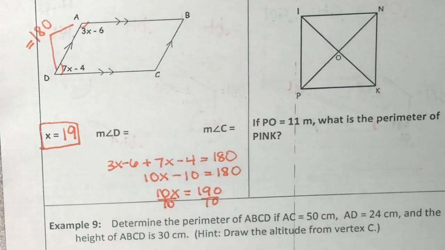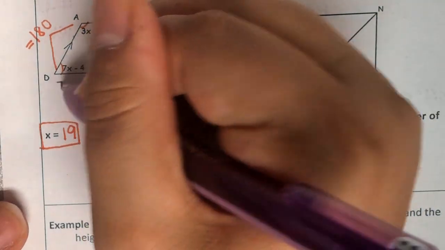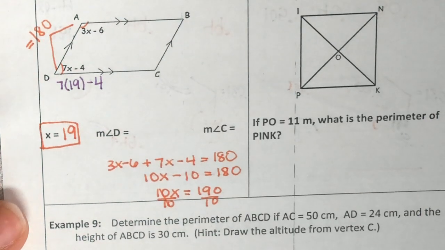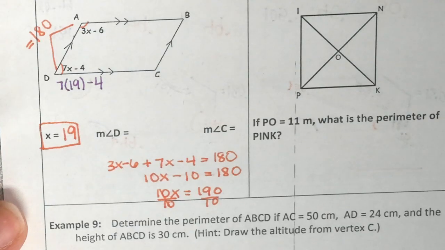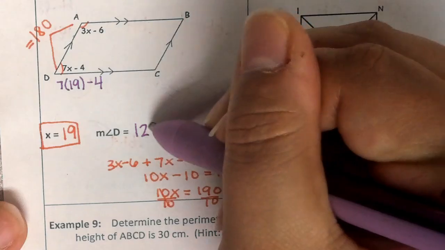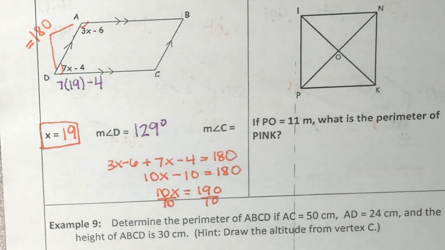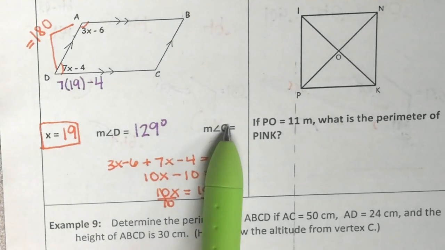How do I find angle D? 19 times 7 minus 4. Plug it in. What is 7 times 19 minus 4? 129. The other one's 51. Yeah, because it'll be supplementary. The next one is 133, and then minus 4. 129. So for C, you can do 2 things.